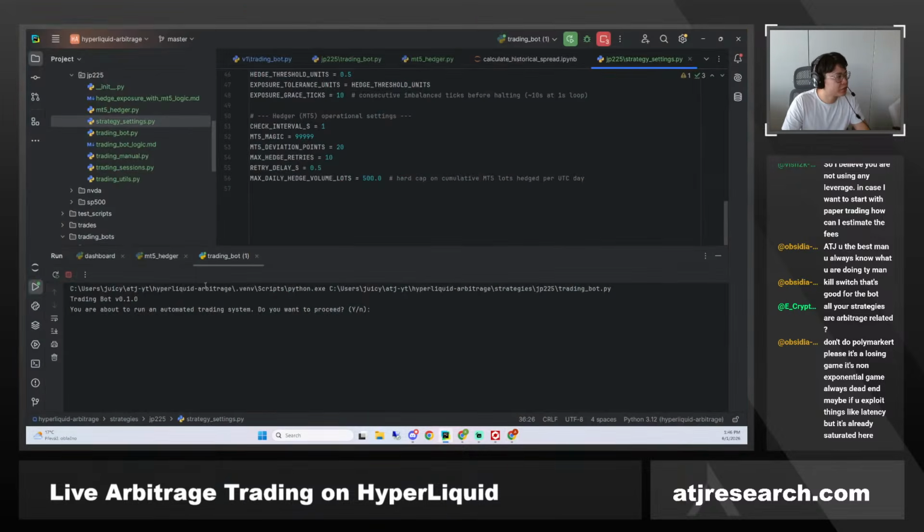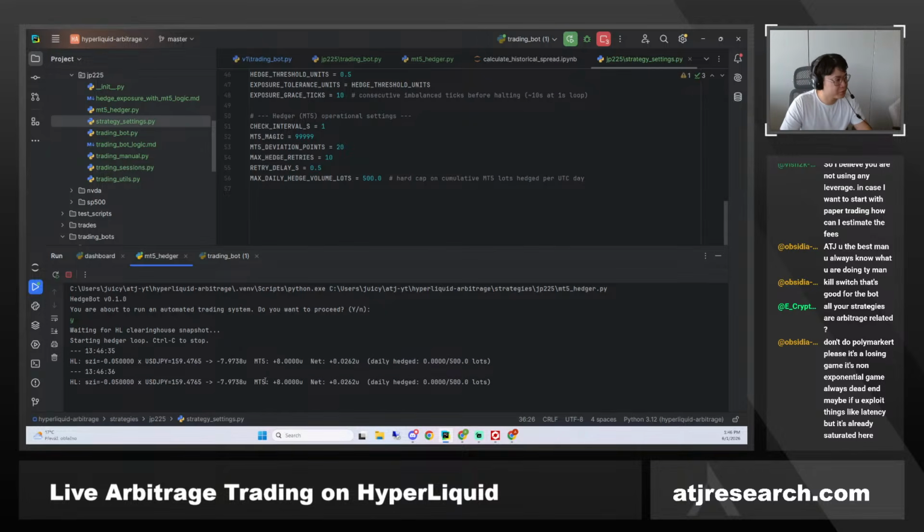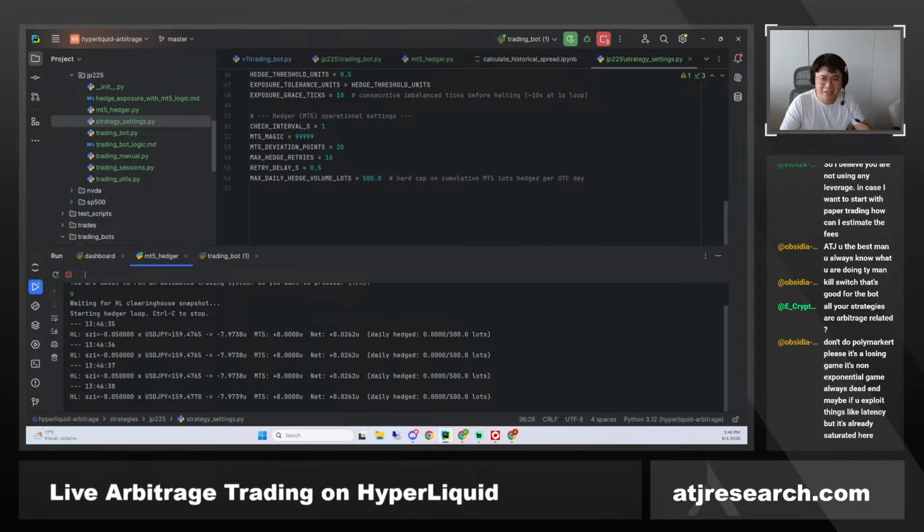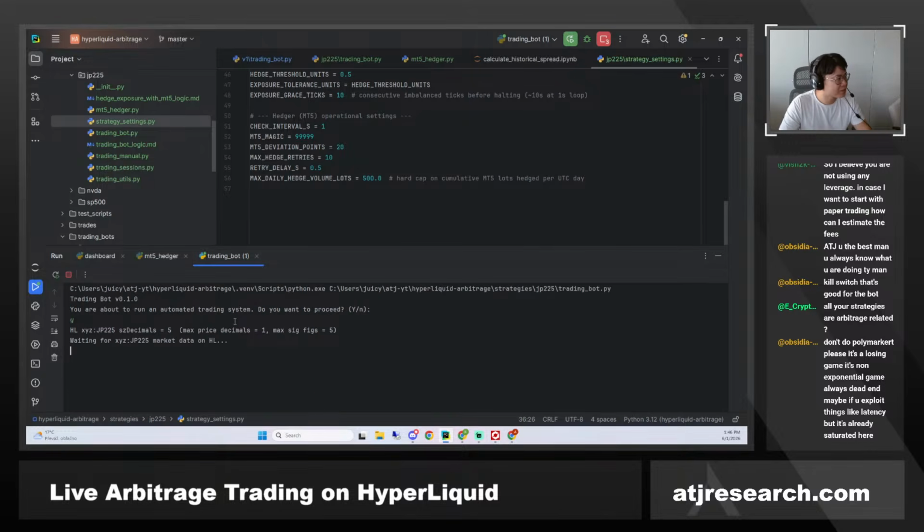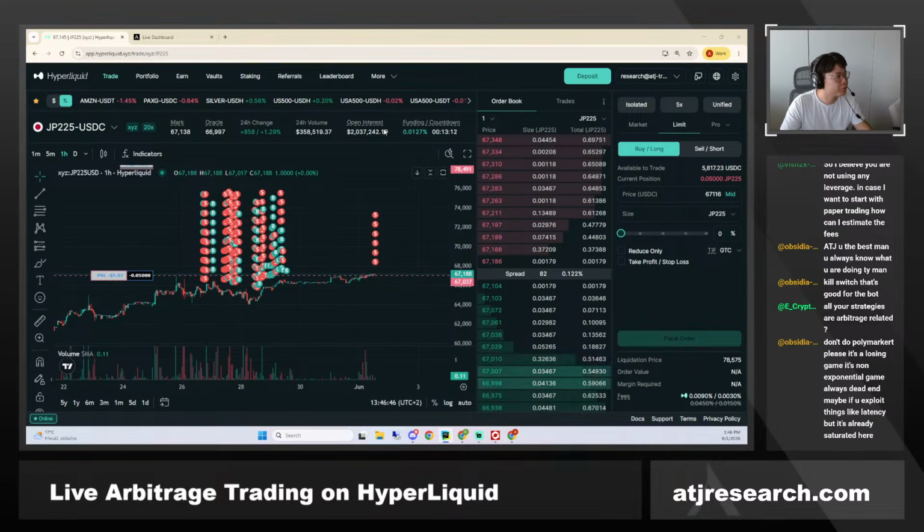Let me check my trading bot. I'm not sure if it's running because, of course, I forgot to turn it on. And here I also need to turn on my hedge bot. So please make sure to turn on your trading strategies if you want to trade. And so yeah, now the trading strategy is running. So hopefully we'll increase the position size on JP225.